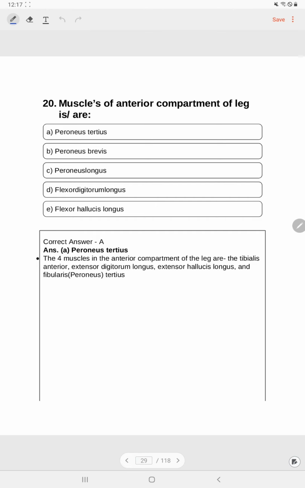Question number 20. Muscles of the anterior compartment of leg is: peroneus tertius, peroneus brevis, peroneus longus, flexor digitorum longus, flexor hallucis longus. Correct answer is A, peroneus tertius. The four muscles of the anterior compartment of the leg are tibialis anterior, extensor digitorum longus, extensor hallucis longus and fibularis tertius, that is peroneus tertius.